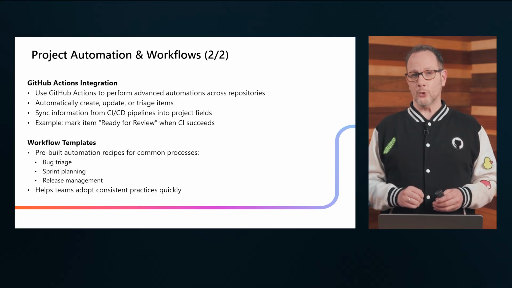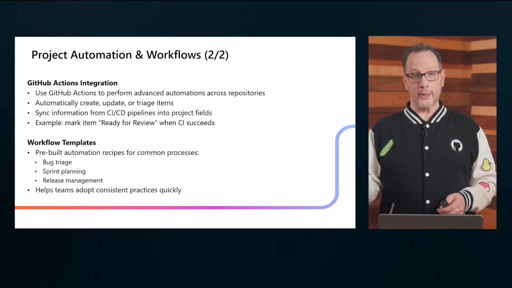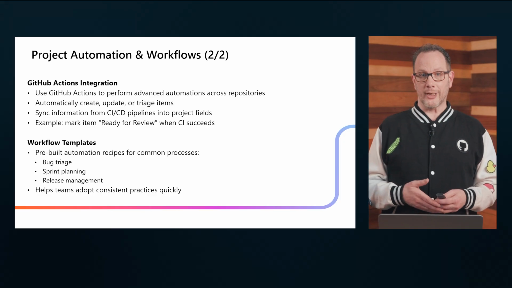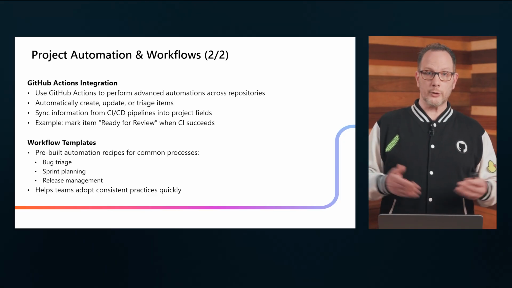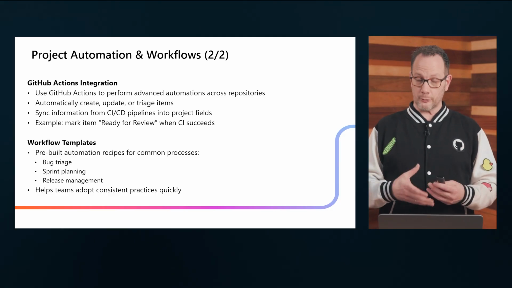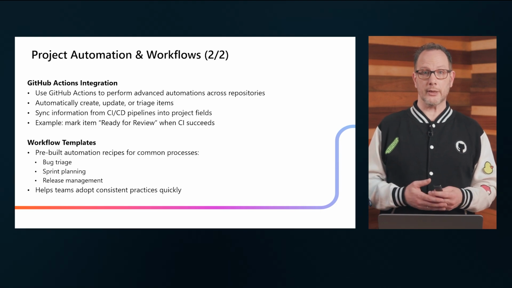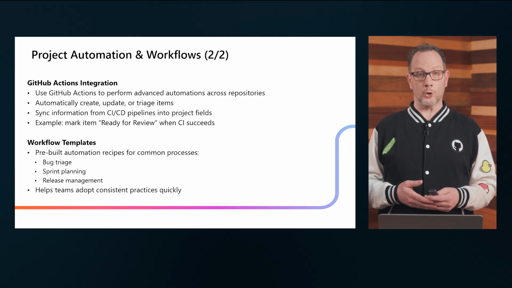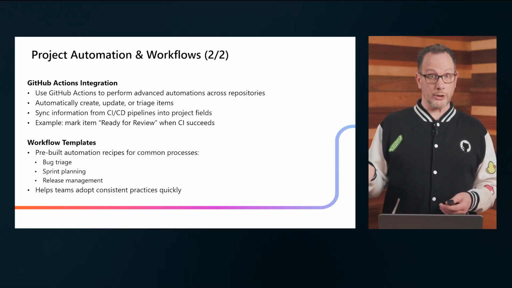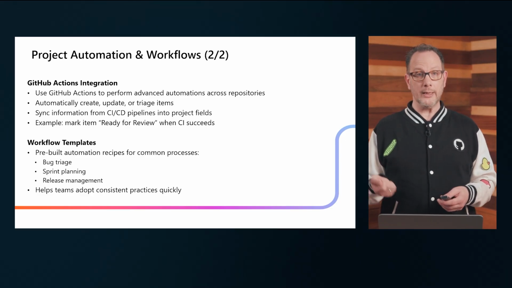Apart from built-in rules, GitHub Actions allows you to automate even more advanced workflows. Actions can interact with your project fields to create, update, or triage items across repositories. This is especially useful in DevOps environments where CI/CD signals can automatically drive project activity. For instance, you might set up an action so that when a build passes, the related task is marked as ready for review.